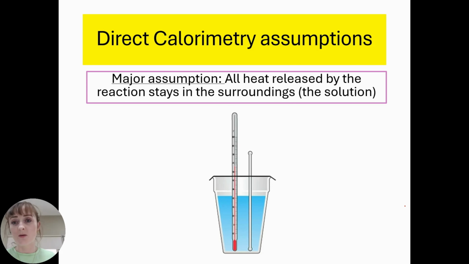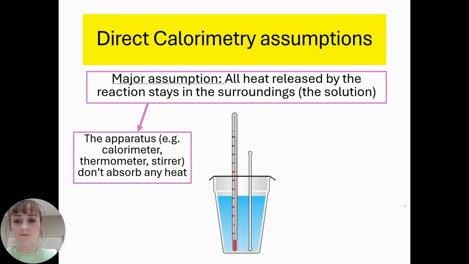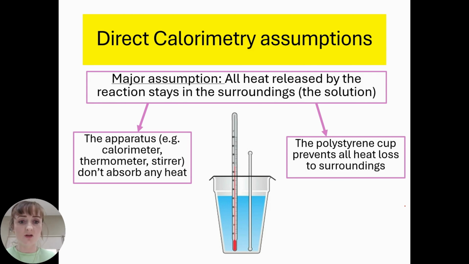The second assumption that we're going to make, and this is a very major assumption, is that when we measure the temperature, we're just assuming that all of the heat that's being released by the reaction is staying in the surroundings, which is the solution. We assume, for example, that the apparatus, so the calorimeter, the thermometer, the stirrer, don't absorb any heat. All of the heat stays in the solution. And we also assume that the polystyrene cup is preventing any heat loss to the surroundings. And we know for a fact that that's not true because we can see the temperature decrease after the maximum experimental temperature has been reached. However, it's still a reasonably valid assumption to make because we adapt our calculations for it.